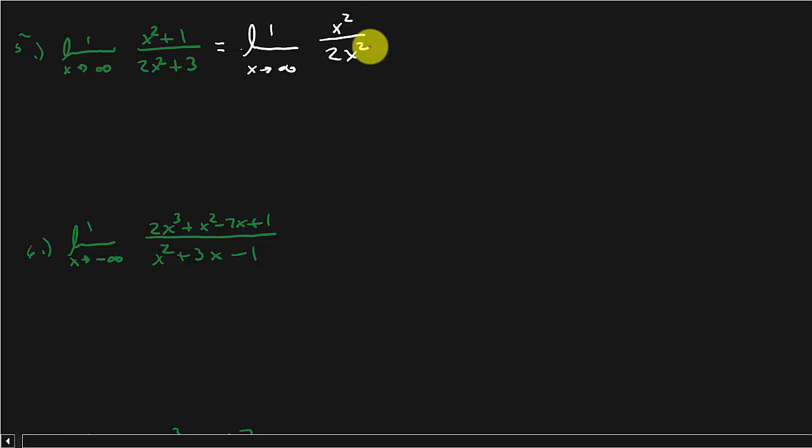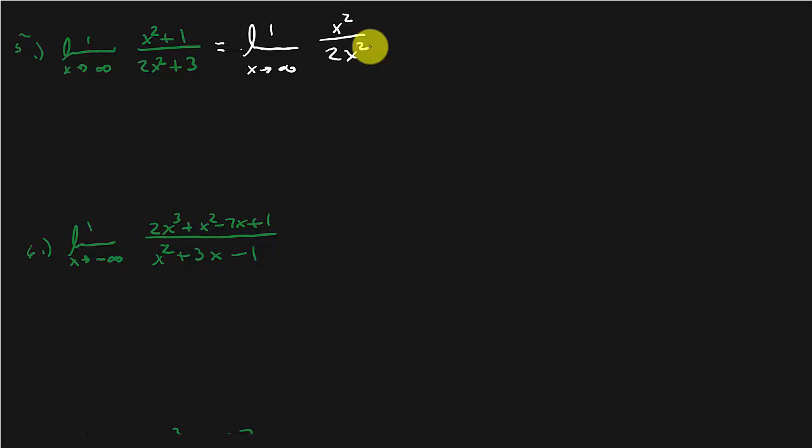Okay? So you might be thinking to yourself, well, what in the world did you do there? What happened to the 1 and the 3? All right, so here's how you think about it. If x is approaching infinity, you have a rational function. You keep the largest exponent from the numerator and the largest exponent from the denominator.